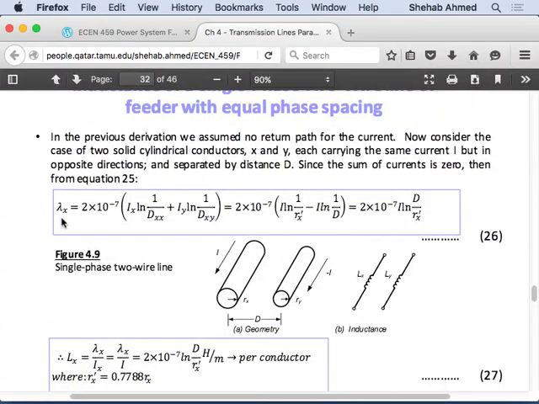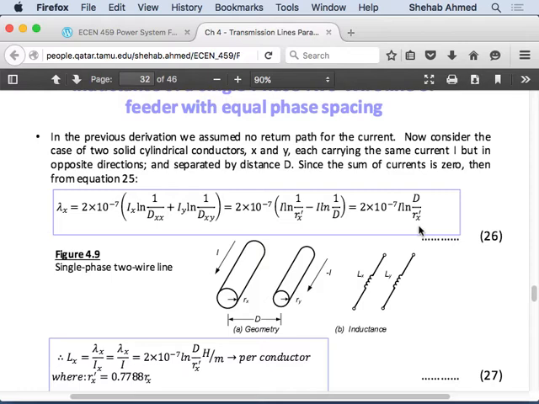So lambda x, which is phase A, for example, is 2 times 10 to the minus 7 times the summation. The summation has Ix natural log 1 over dxx. If these two subscripts are the same, that means I'm looking at the effect of the conductor on itself. This is the distance between the conductor and itself, so just the radius. And then this is the distance between the two conductors. Ix and Iy are related by the fact that they are the same magnitude but opposite signs. So the summation becomes 2 times 10 to the minus 7, I natural log d over r prime.